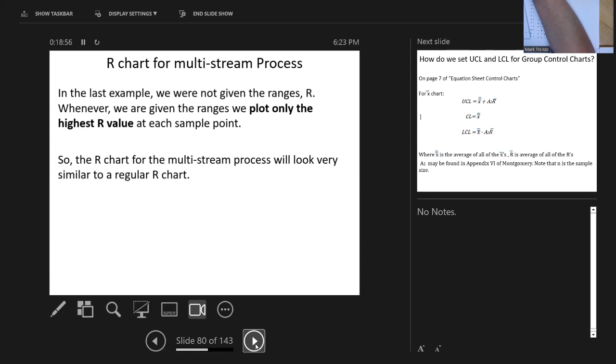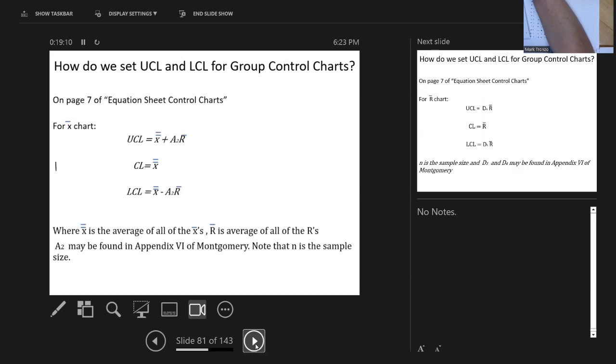And again, now, when we're given the ranges, then we plot the ranges at every sample point. So the R chart for the multi-stream will look very similar to a regular R chart. And so like in this case here, again, it hasn't given us the range within each sample. So in this particular example, we wouldn't have that.